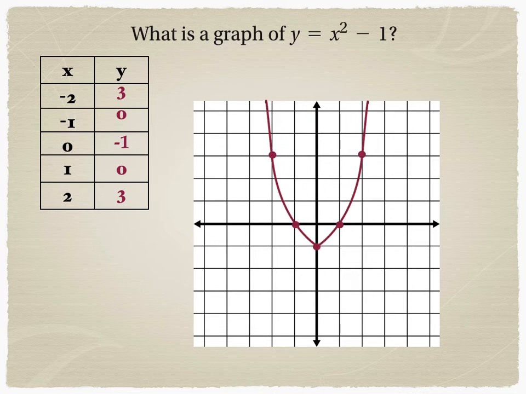This graph is called a parabola. Anytime you have x squared in a function, it's going to be called a parabola. So it is a little bit curved, right? It's not a straight line. It's not a straight graph at all. It's curved, and then it would keep going on.